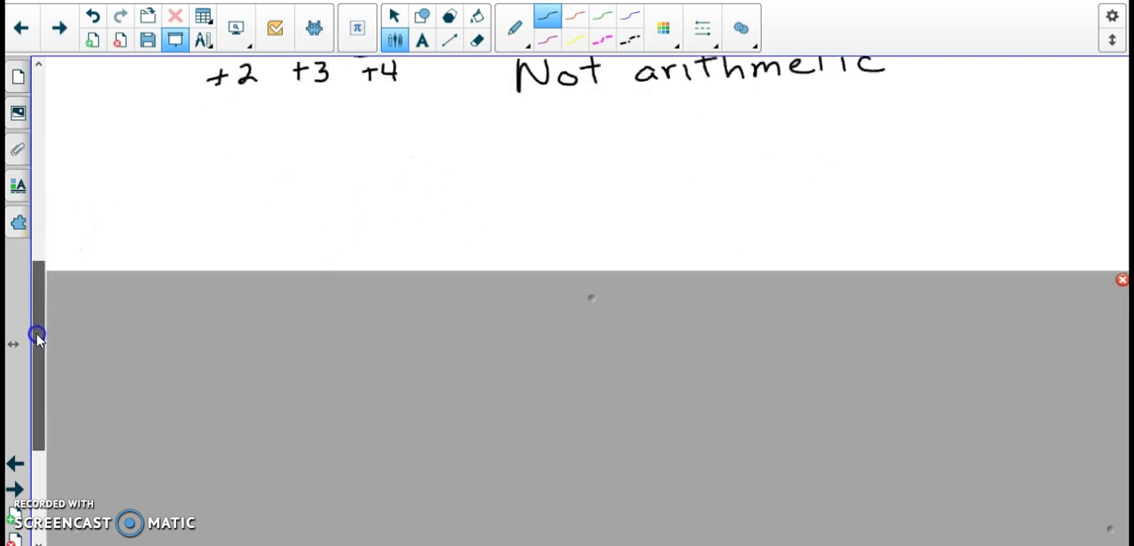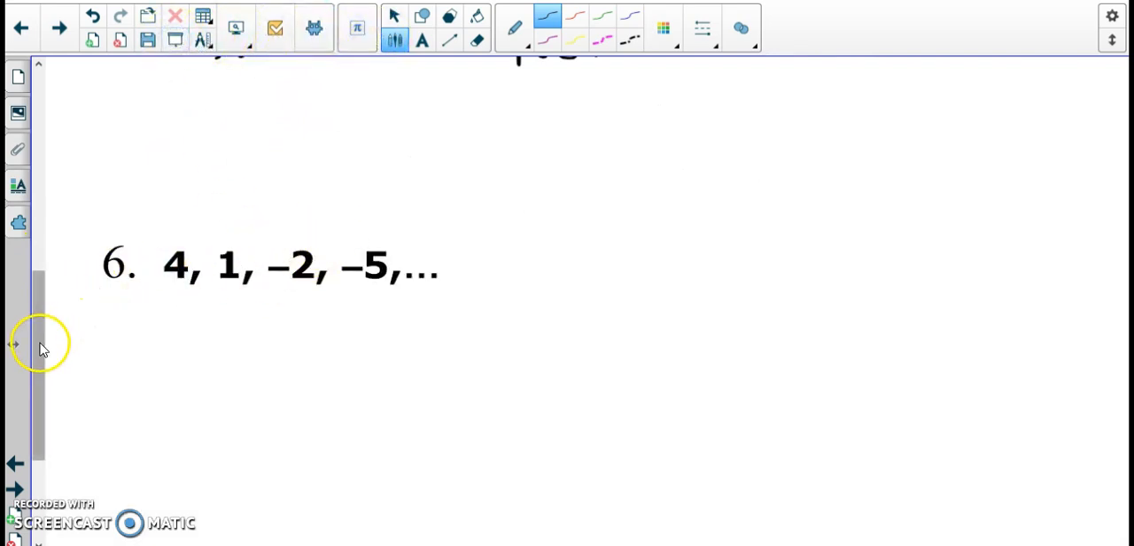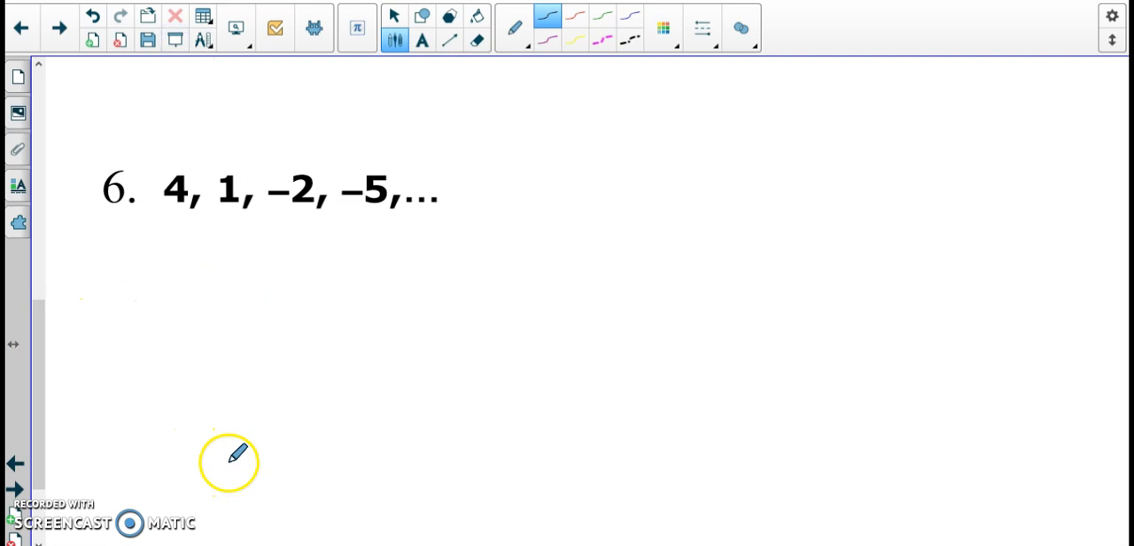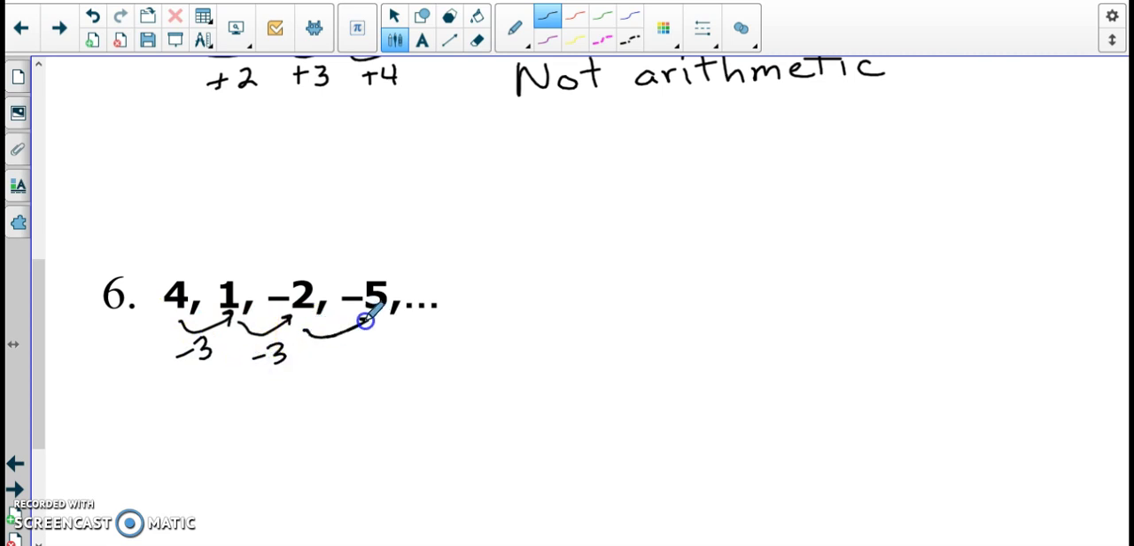All right, for this next one, go ahead and copy it down. Take a second, see if you can find D. If you can, then write that down and then write the next three terms. All right, so go ahead and see what you get for that. All right, hopefully you found this one out to be arithmetic. As you notice, 4 goes to 1, that is a decrease of 3. 1 goes to -2, that's a decrease of 3, and -2 goes to -5, which is a decrease of 3. Calculator will also work.